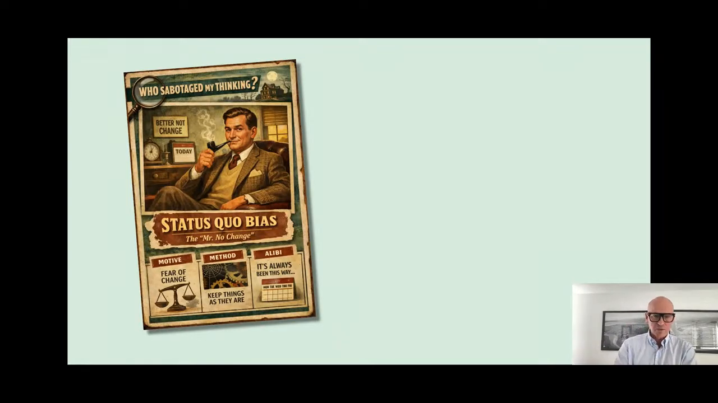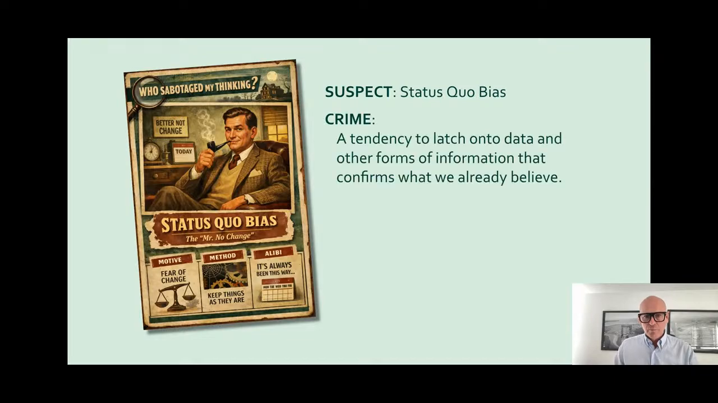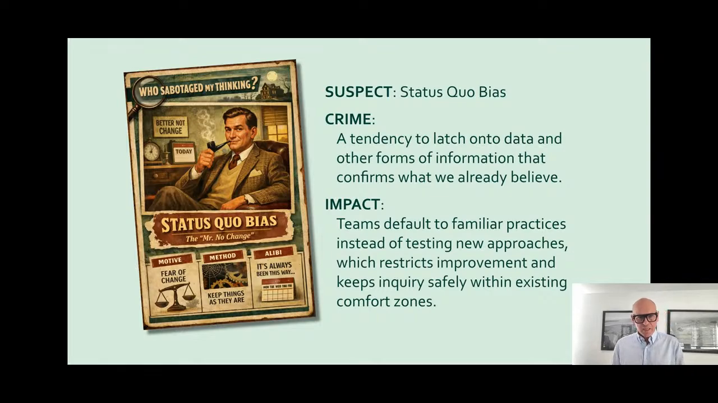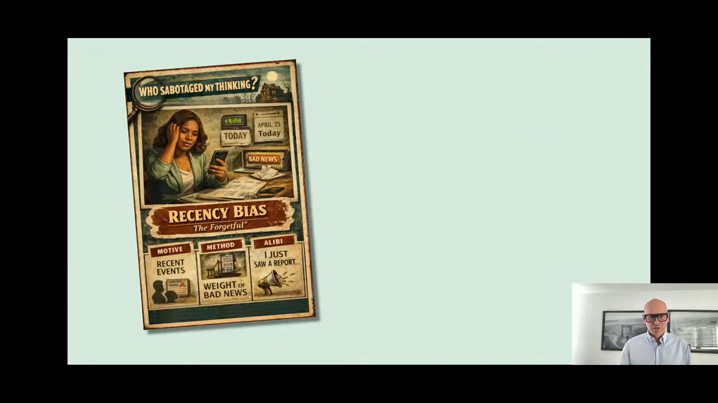Status quo bias. That guy looks really comfortable there, smoking his pipe. I'm very comfortable with the status quo, very comfortable with how things are currently. Status quo bias is a tendency to latch on to things that confirm what we already believe. Or maybe a better way of describing it is, we tend to stick with our beliefs about the way things currently are. We're reluctant to give up our current practices instead of testing new approaches. It limits our ability to improve because it keeps us within a really safe zone.